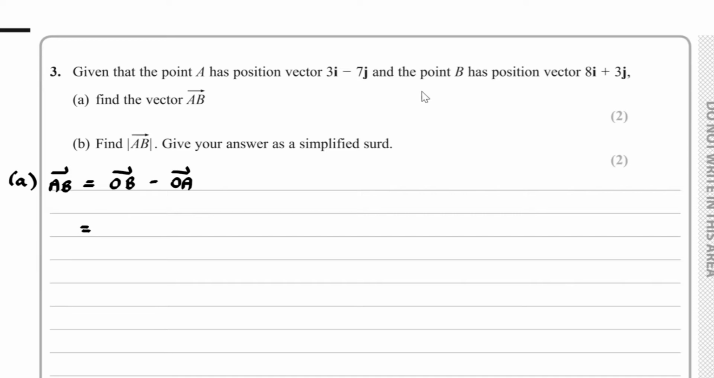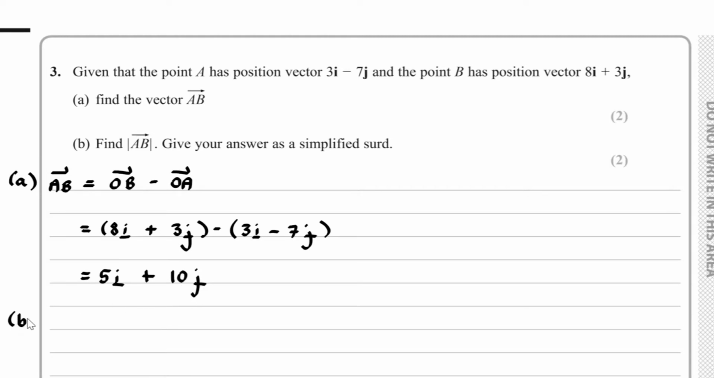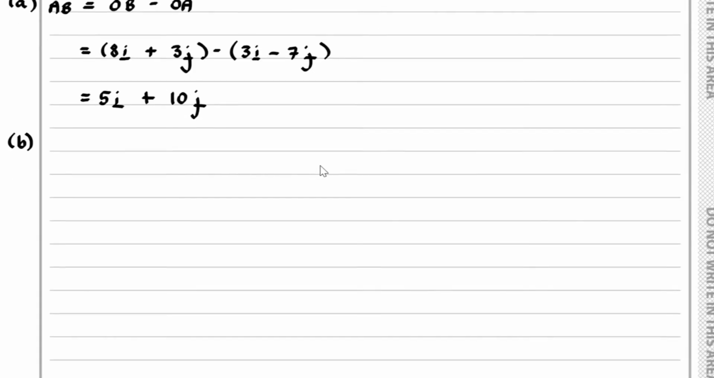The vector OB is 8i plus 3j. The vector OA is 3i minus 7j. And so the vector AB, well, we have 8i minus 3i, that would be 5i, 3j minus 7j, that will be 10j. And now for part B of the question, we have to find the magnitude of the vector AB, give your answer as a simplified surd.